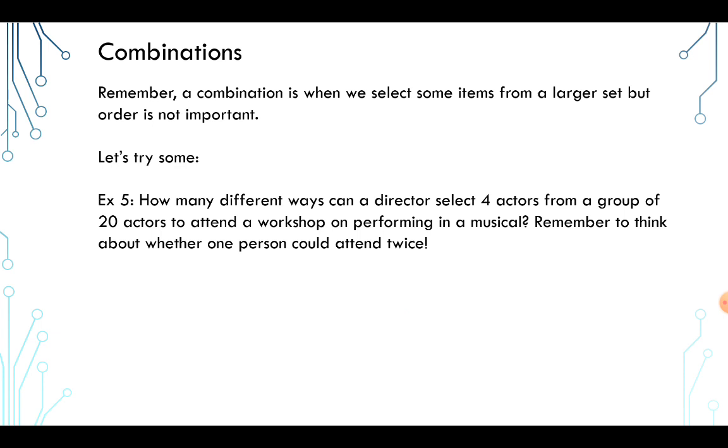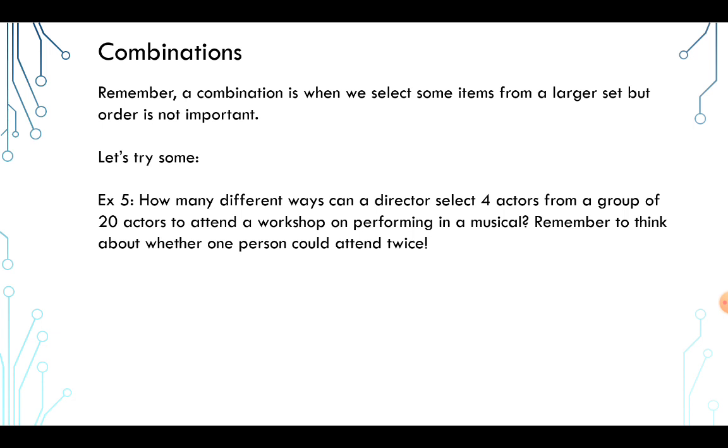Remember, a combination is when we select some items from a larger set, but order is not important. Another one. How many different ways can a director select 4 actors from a group of 20 actors to attend a workshop on performing in a musical? Remember to think about whether one person could attend twice. Okay? No, one person cannot attend twice.